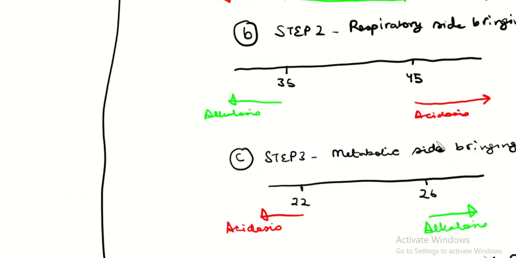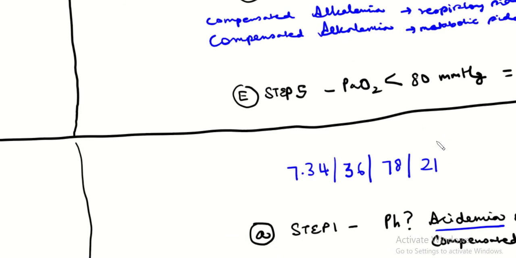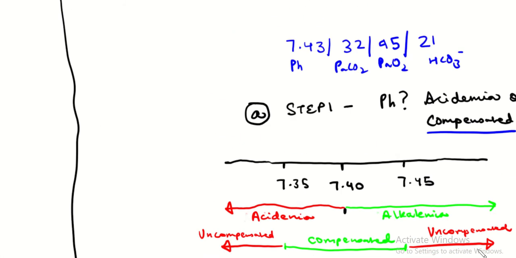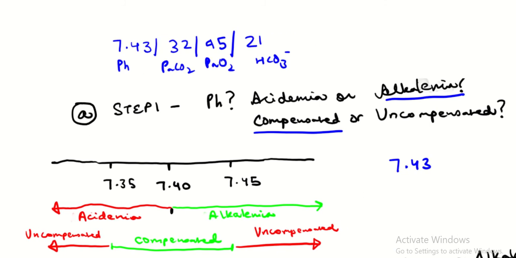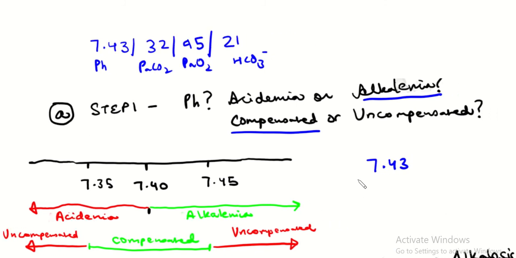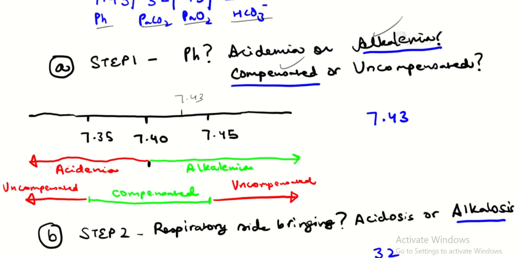Okay. Let's do another one. Keep doing a bunch of them and you'll be experts in no time. This is pH 7.43, PaCO2 32, PaO2 95, bicarb of 21. pH is 7.43, it's right here. Is it alkalosis, alkalemia, or acidemia? It's alkalemia. Is it compensated or uncompensated? Compensated. So it's compensated alkalemia.